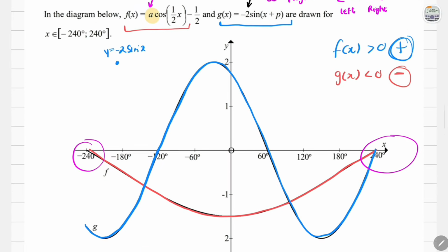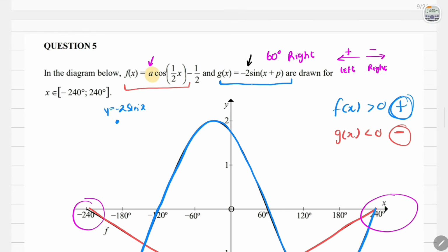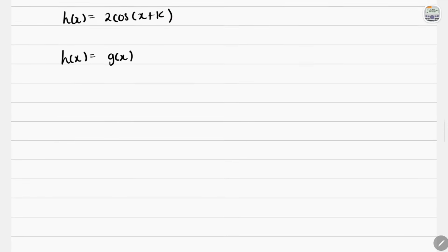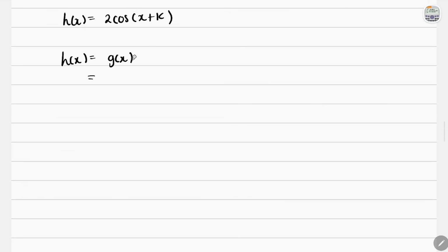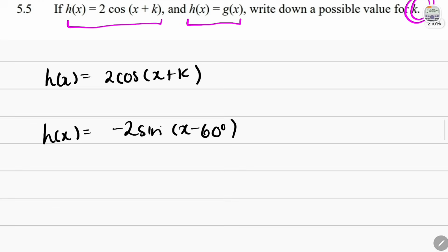Let's just remember what g of x is. g of x is negative 2 sine of x minus 60 degrees, because we know the value of p. So they're asking you, what should k be for this equation to be equal to this equation, since they both stand for h of x? Do you see a very obvious problem with this? If these two equations should be equal, we have a problem. One says cos, the other says sine.